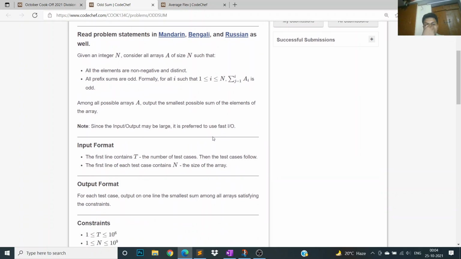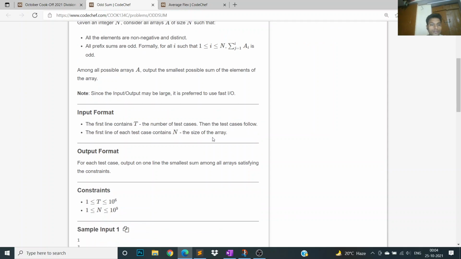We are just given an integer N. Consider all arrays A of size N such that all elements are non-negative and distinct and all the prefix sums are odd. Output the smallest sum of the array.